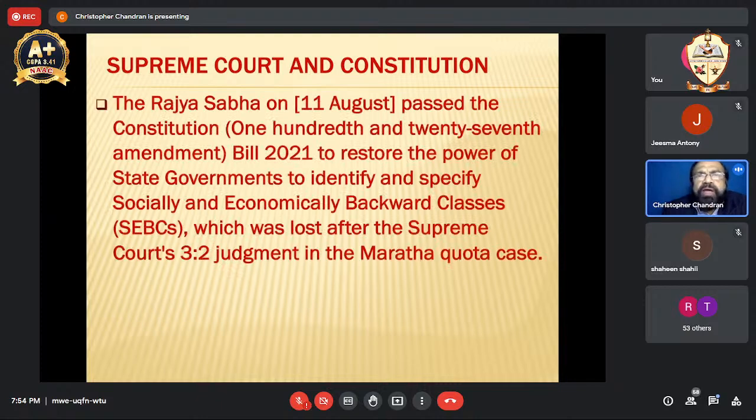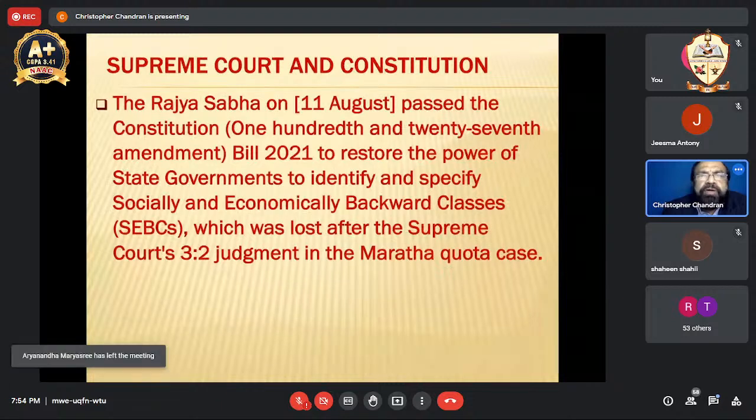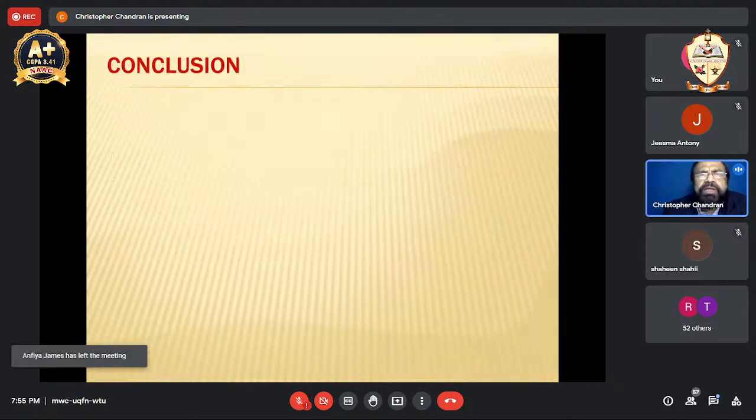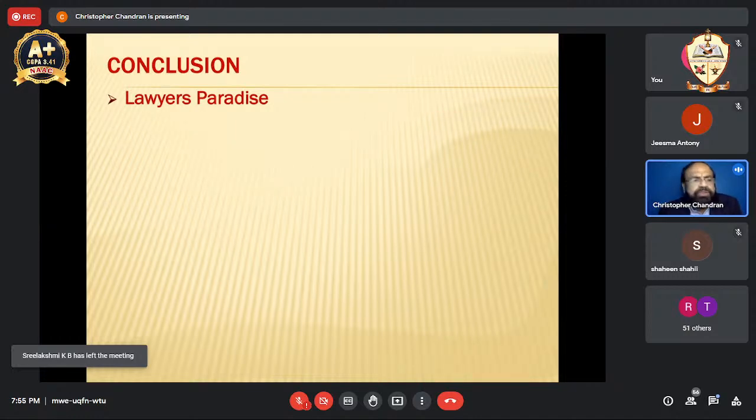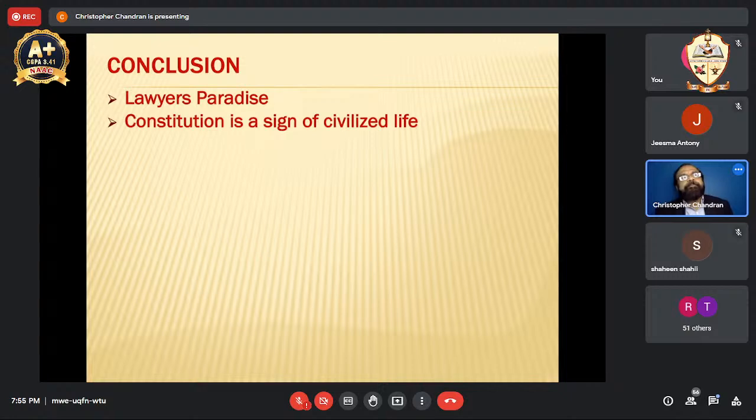The Rajya Sabha has now passed a bill to restore the power of the state governments to identify socially and economically backward castes, which is again a good sign. Now I'm trying to conclude. Definitely, the Constitution of India is a lawyer's paradise. We can interpret as we like. Whatever is said and done, the Constitution is a sign of civilized life.